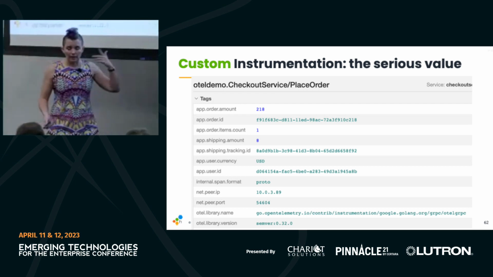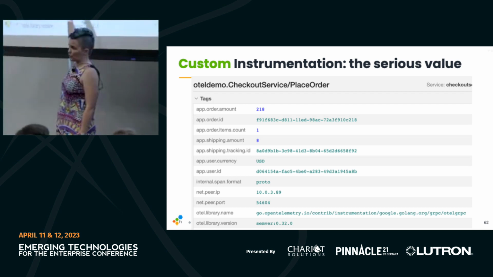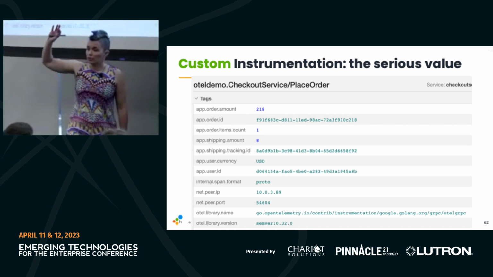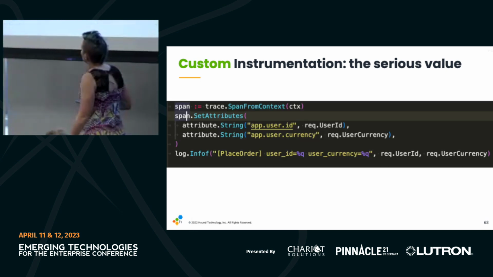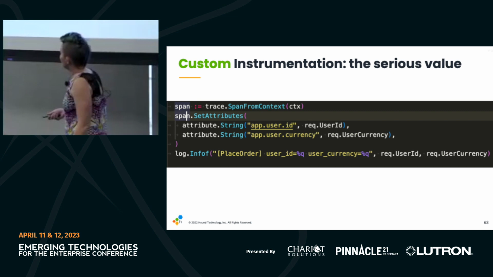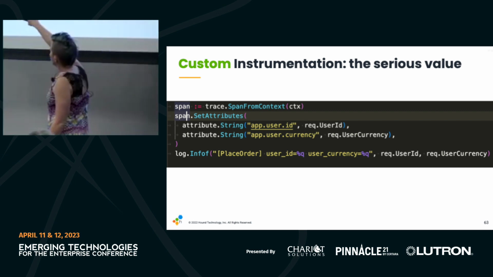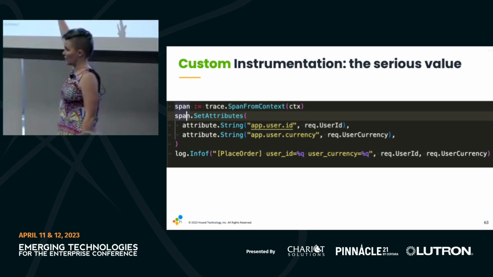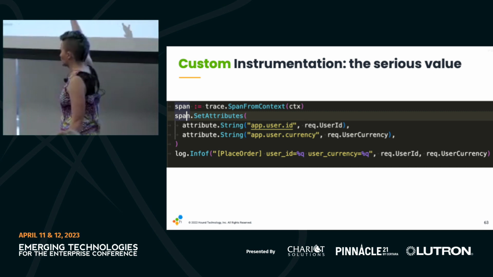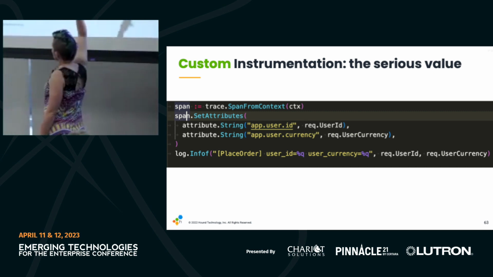And anything I would log, I set as an attribute instead. But this is even fewer lines of code. This is Go, but this one grabs a span out of the context, which you have to pass around, but that's a standard Go thing. And then set some attributes on it.